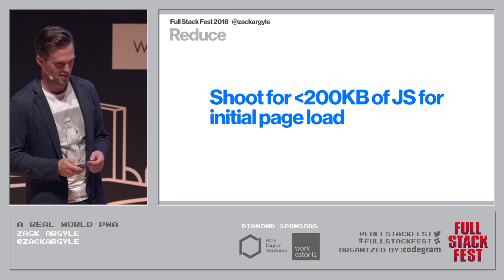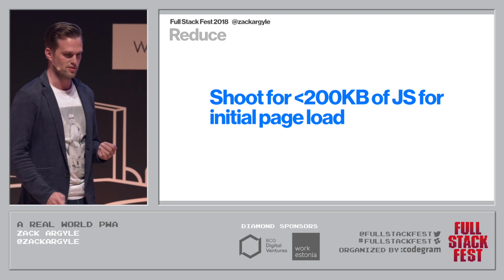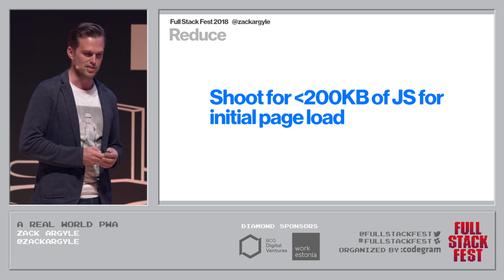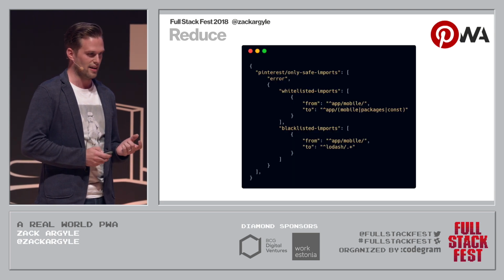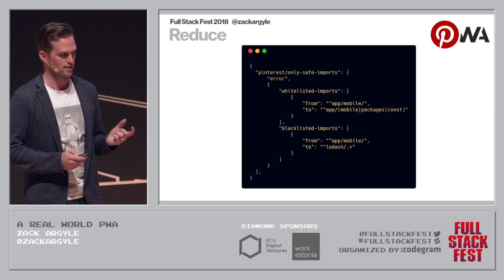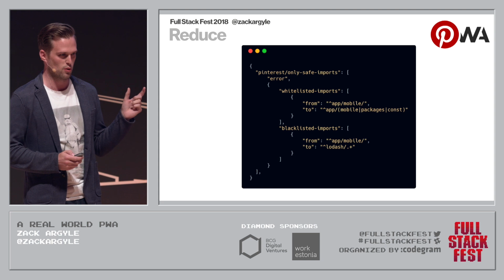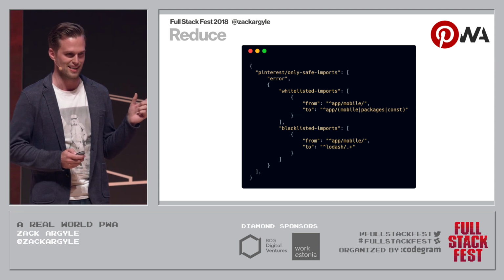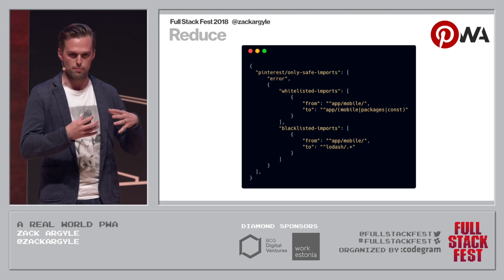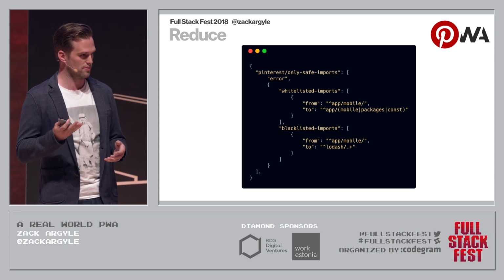So I mentioned one thing that Pinterest did in particular when we started out our mobile web rewrite to make sure that our bundles were going to be small. And that was, we actually wrote an ESLint plugin called Pinterest only safe imports. So safe imports really just means that I know I can import from this place, and I'm not going to get a huge jumbled mess of dependencies that's going to bloat my bundle.